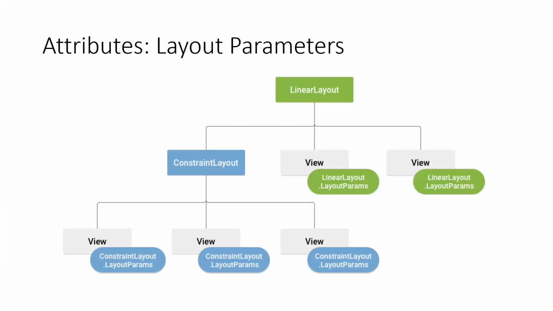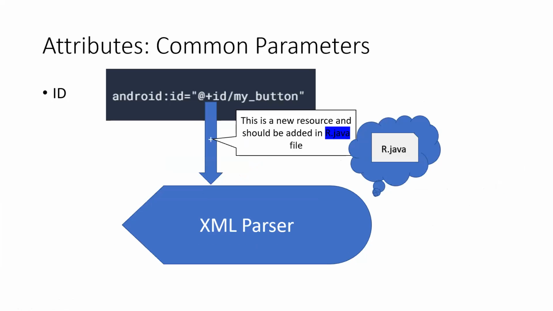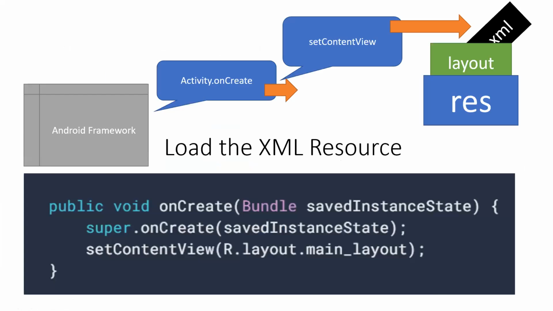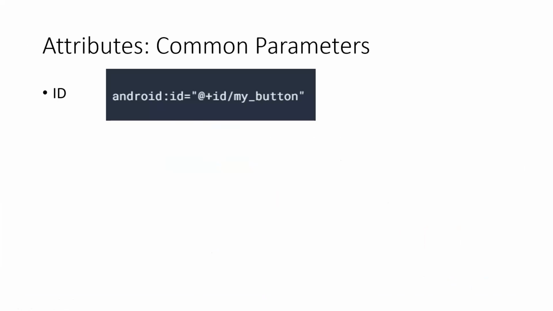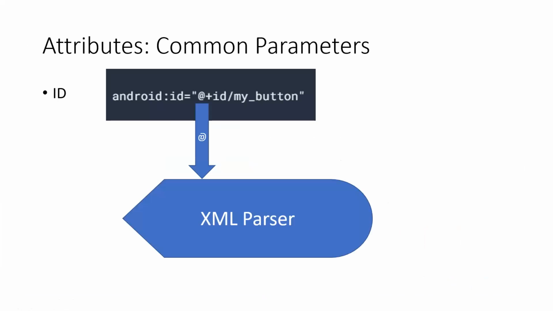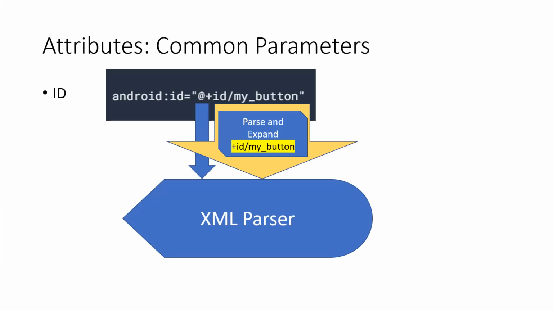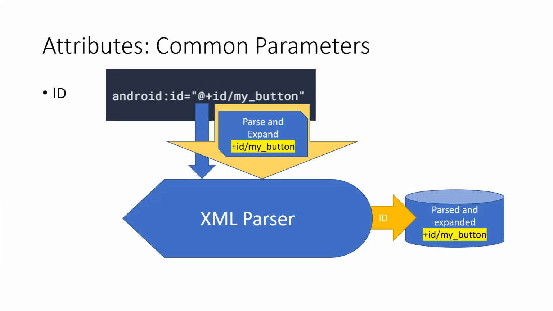Okay, so let's talk about layout parameters. I told you that there are two kinds of parameters here in this slide: one kind is common attributes, and the other is layout parameters. There are a bunch of other common parameters as well, but we're not going to talk about those parameters. I wanted to introduce that ID thing. That's why I elaborated so much on what the @ symbol means. The @ symbol is a notification to the XML parser that the rest of the string has to be parsed, has to be expanded, and it should be treated as an ID.